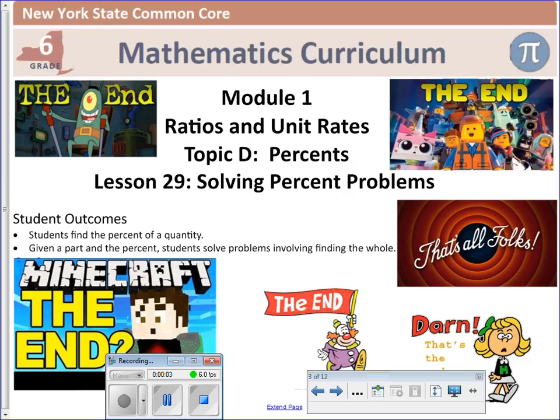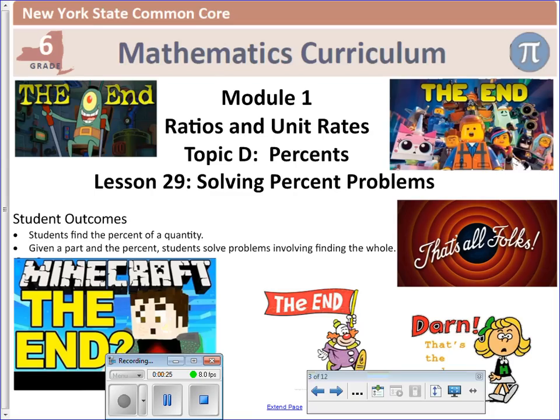Today is Module 1, Lesson 29. We're going to continue working on solving percent problems, analyzing them. How many of you from ELA have heard the word claim? Well, in today's lesson, we're going to see two claims, and it's going to be our job to prove or disprove those claims. All right, so that's our goal for today.